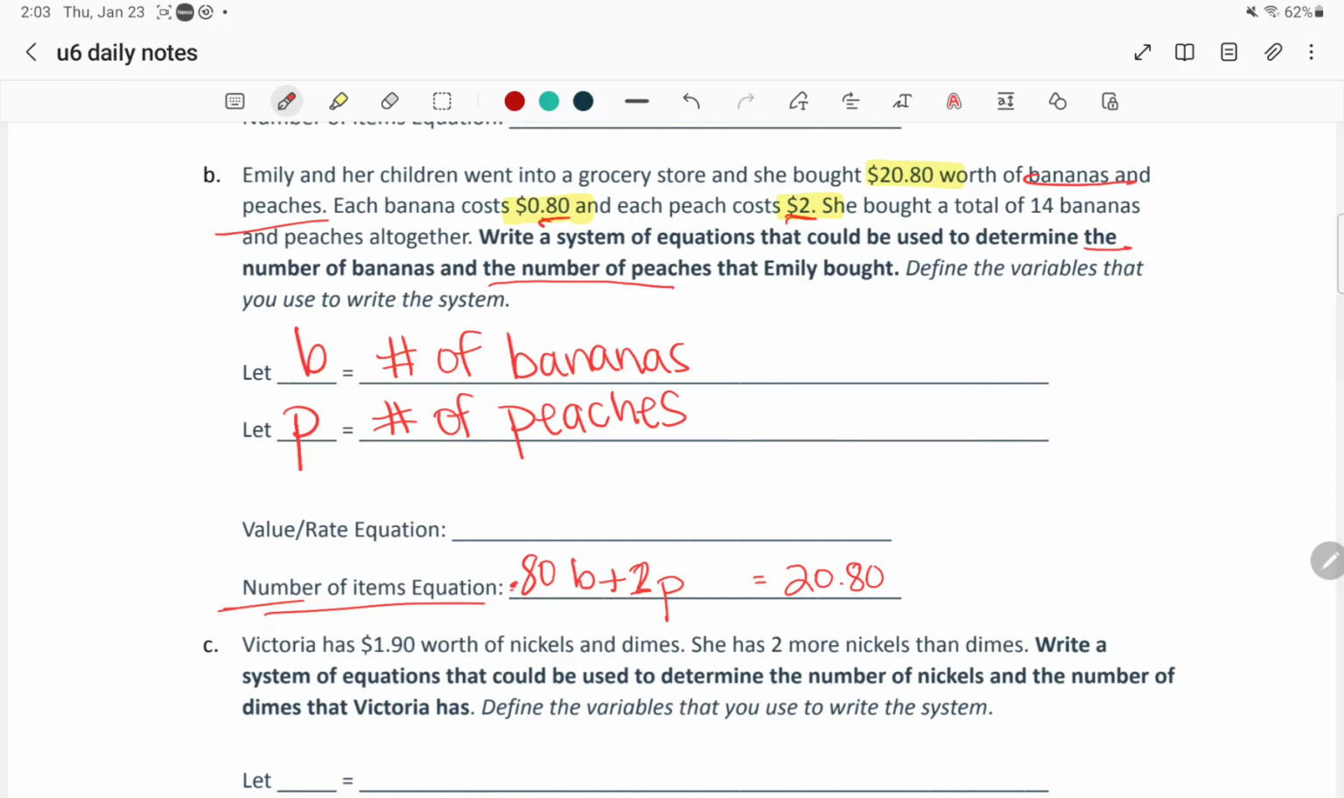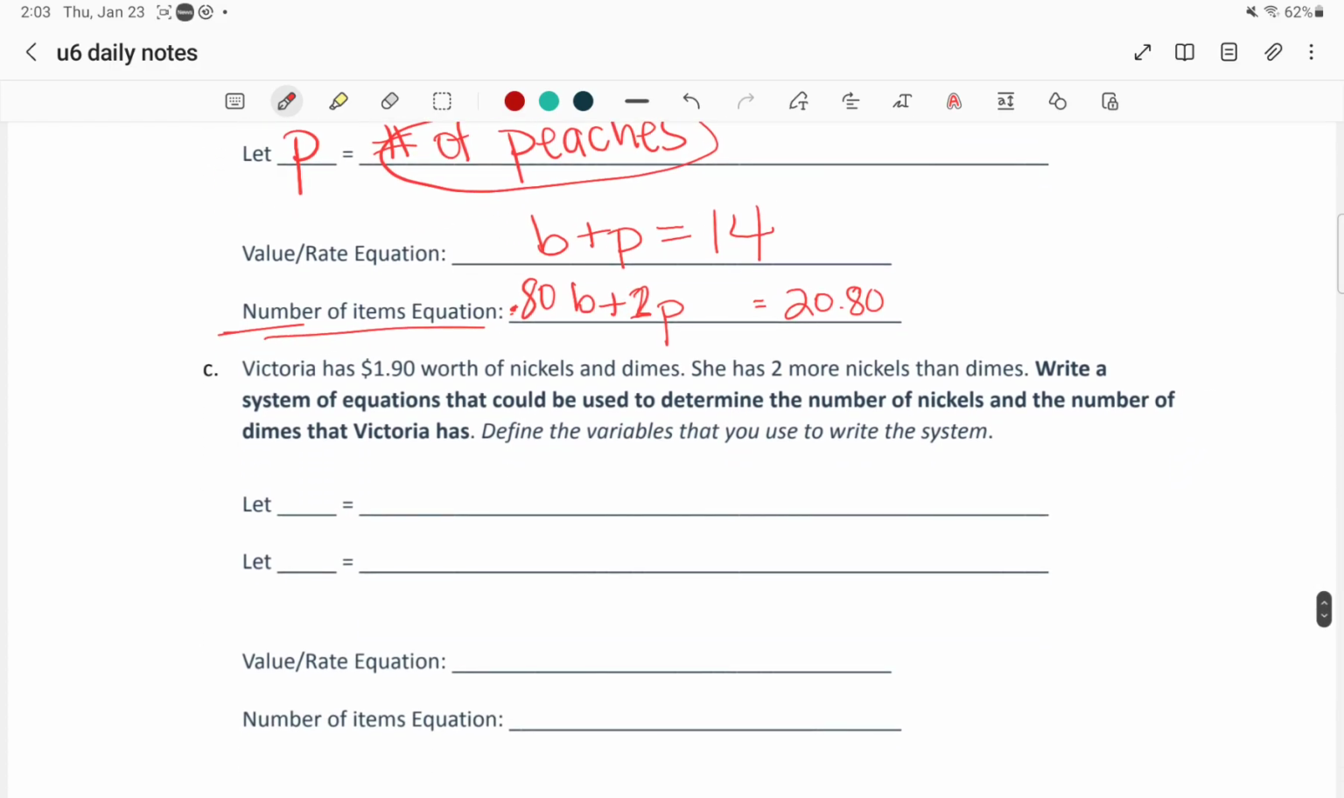Determine the number of bananas and peaches that Emily bought. Well, here's my number of bananas and here's my number of peaches. Together, that's the amount of bananas and peaches that I bought. So this one is like the one above, just B plus P equals 14, because I know I have 14 bananas and peaches all together. Okay. Last one.